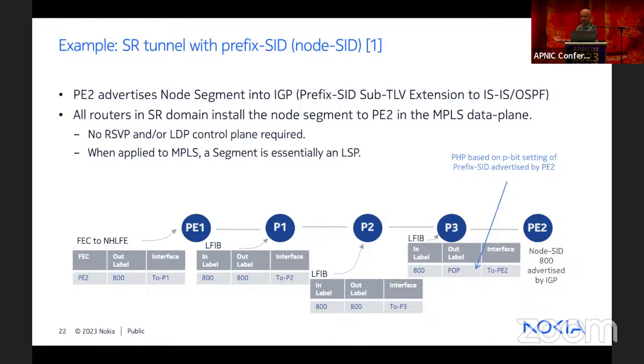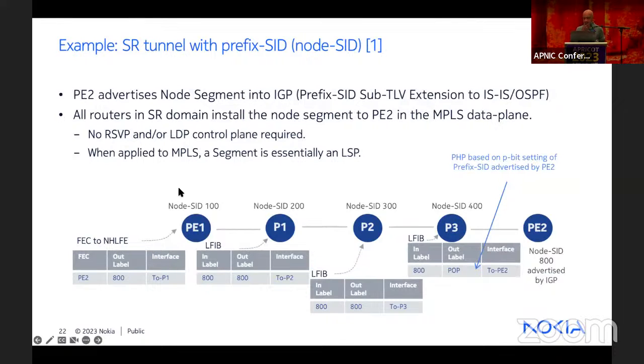Ingress LERs take native packets, unlabeled packets, and they label them. So that's an ingress LER, that's an egress LER. All of these routers, P1, P2, and P3, are LSRs. So what they are doing is just swaps. They're not doing anything fancy. So the special processing is at PE1 and at PE2, right? So a packet comes in, it labels it.